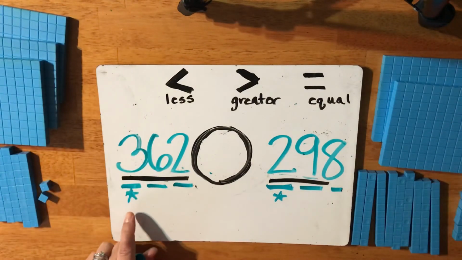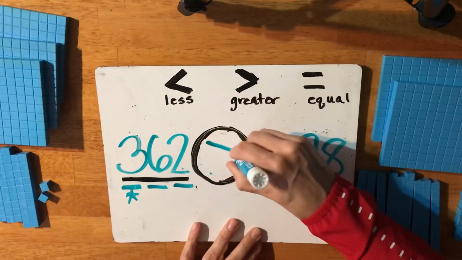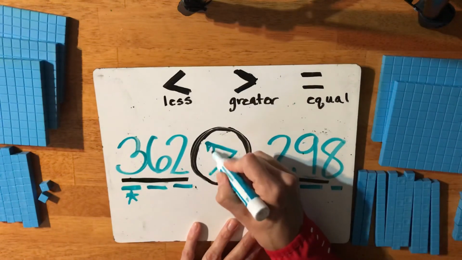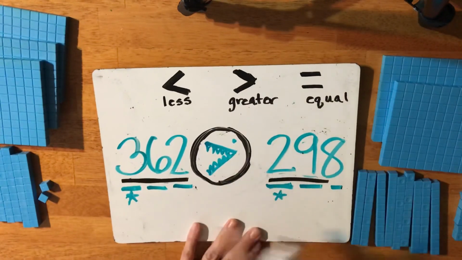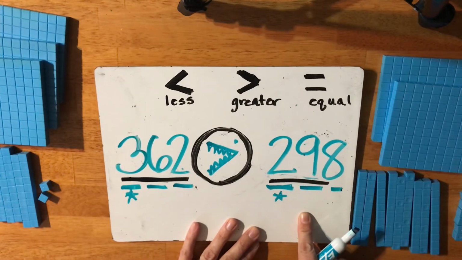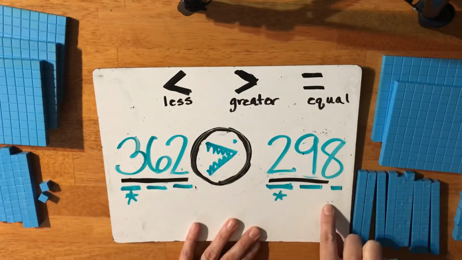So 362 is greater than, I'm going to use this symbol, than 298. That alligator wants to eat 362 M&Ms rather than 298. He's really hungry. So we would read that again as 362 is greater than 298.